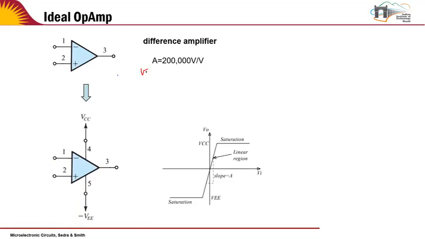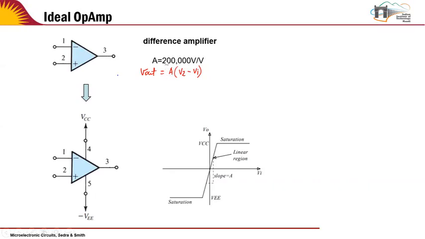V out is A times V2, because that's the positive terminal, minus V1 in the open loop configuration. And if A is about 200,000, then it's a very high amplification and it saturates quickly.